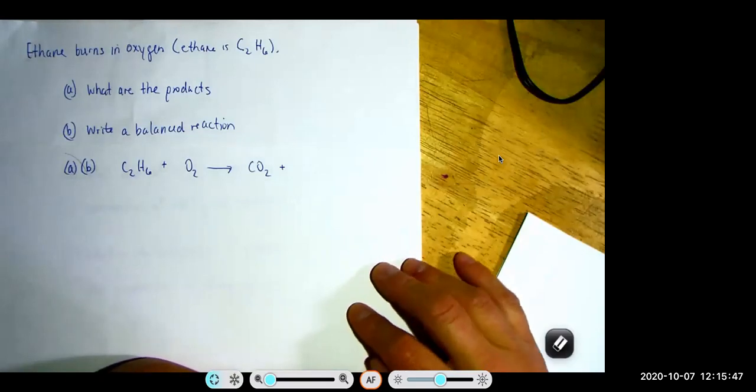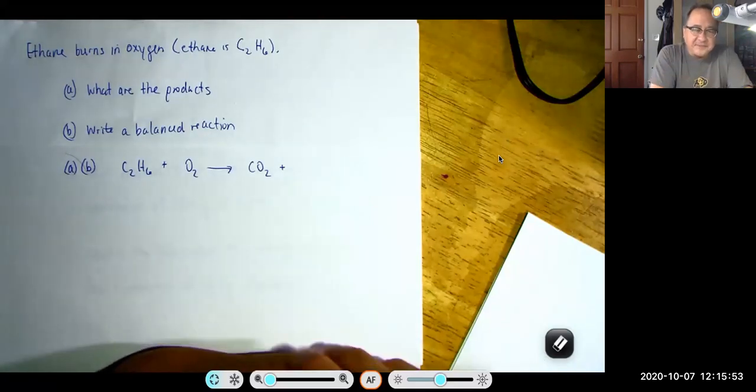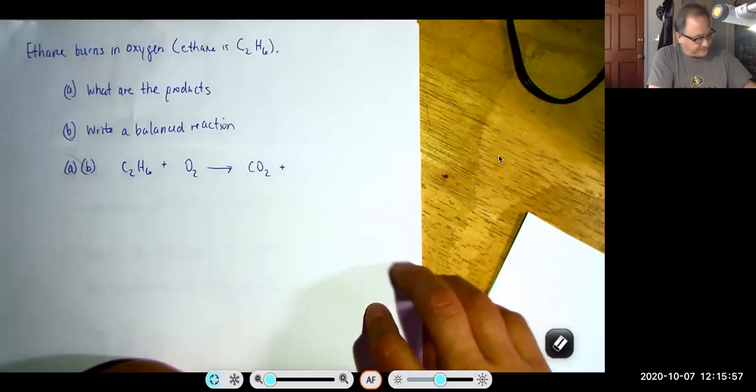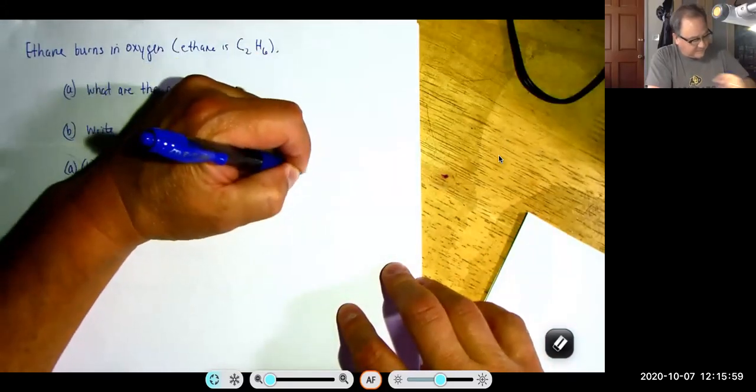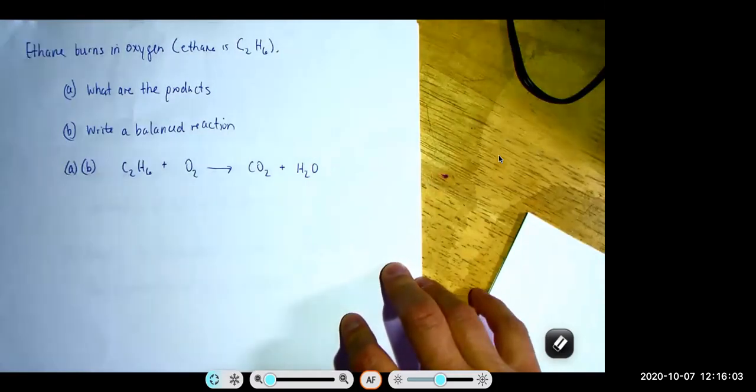It turns into H2O. So if you have a candle and you light it and you hold a glass over the wick, you'll see water condense on the glass. Okay. And it's from the combustion of the wax. Okay, so let's balance it.